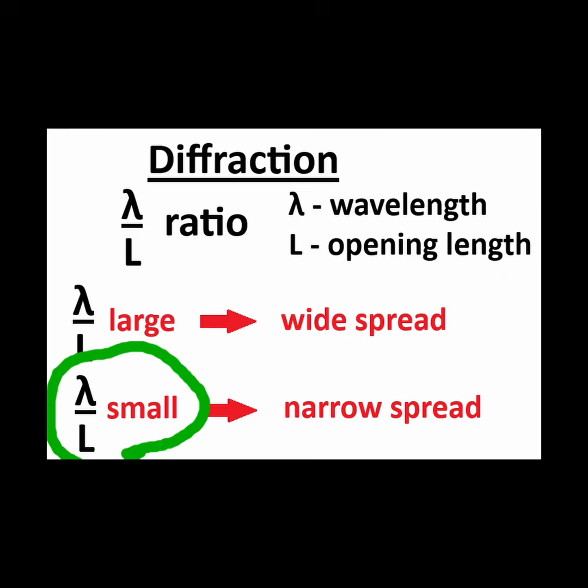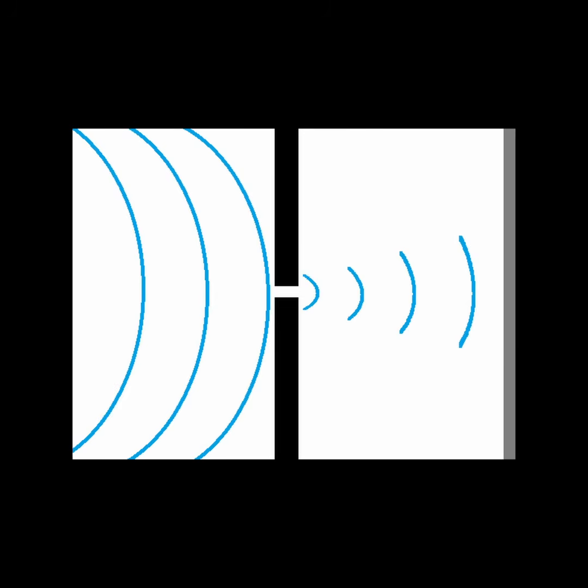However, if the ratio is small, meaning the opening is large relative to the wavelength of the wave, then the diffracted wave is narrow and doesn't spread widely.